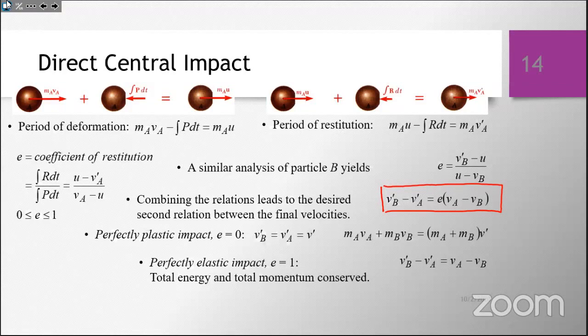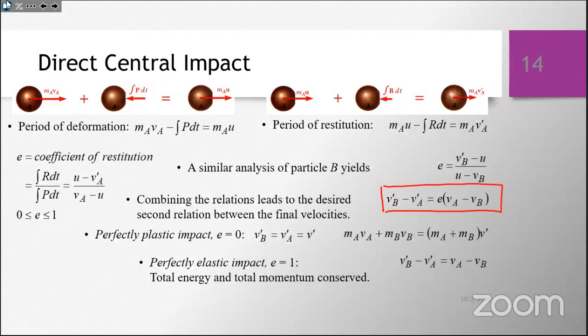Because 1 means that everything is preserved completely, right? There's no damage on those cars whatsoever. And that's never the case, right? There's always a little bit. Some of your energy is transferred into heat, right? It's not completely mechanical all the time.